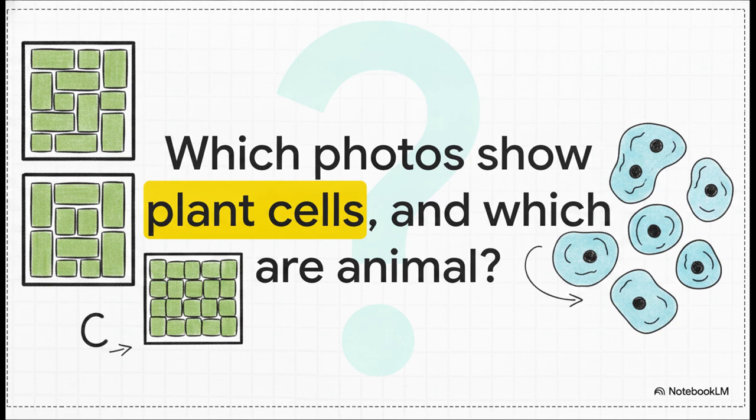But man, it leaves us with such a fascinating question. If animal cells entirely lack those rigid cell walls, what exactly is keeping you from collapsing into a puddle on the floor right now? Keep exploring, and we will absolutely dive into that mystery next time.